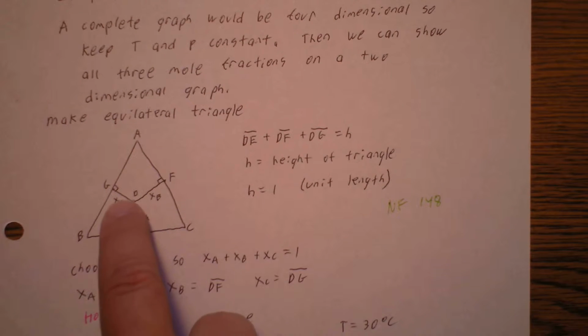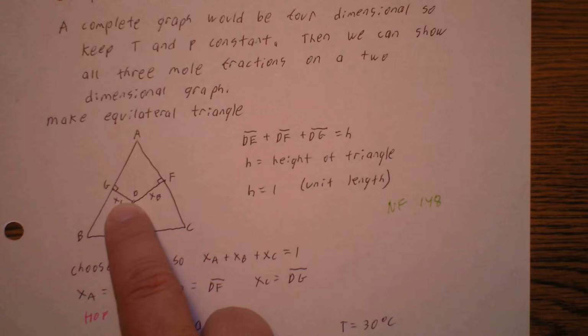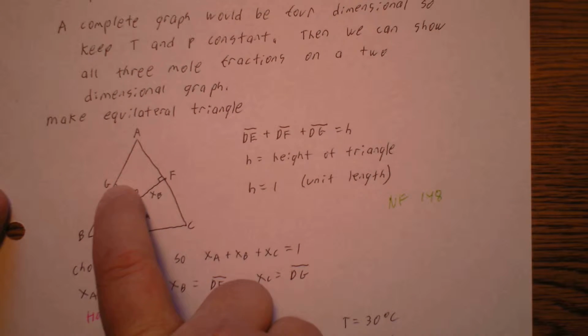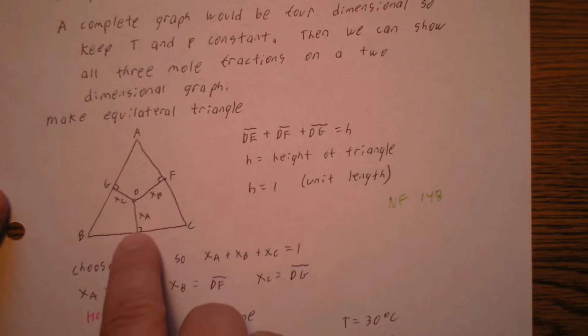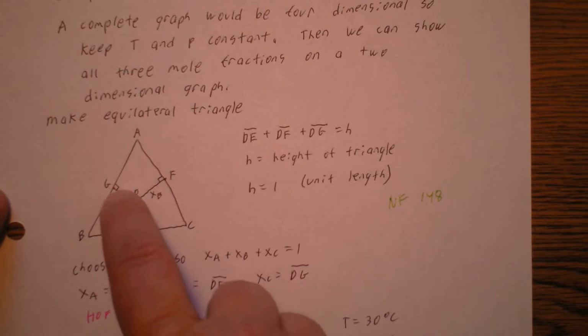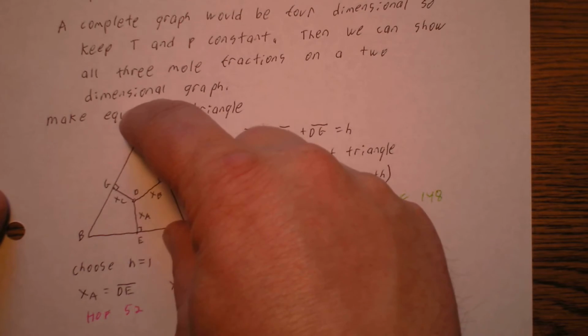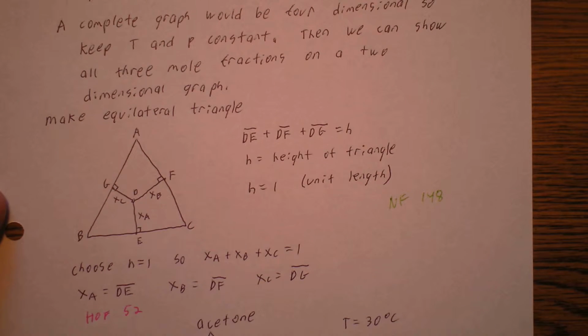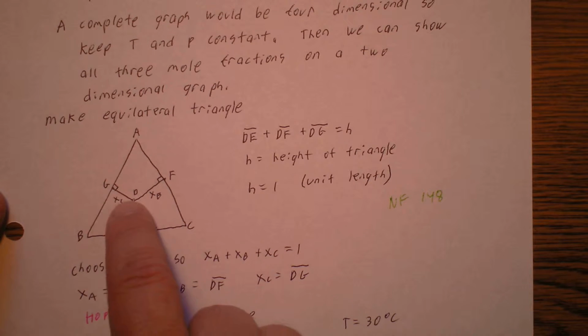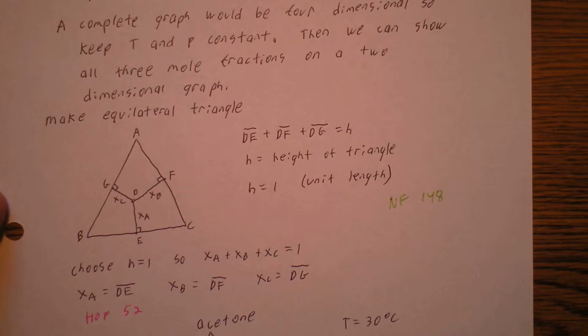Okay, so we're at a point here, D, anywhere inside. We draw a line straight over here, straight over here, straight over here. This means 90-degree angle, 90-degree angle, 90-degree angle. So all 3 of these lines are perpendicular. The length of this line will give you the mole fraction of substance A. The length of this line will give you the mole fraction of substance B. The length of this line will give you the mole fraction of substance C.